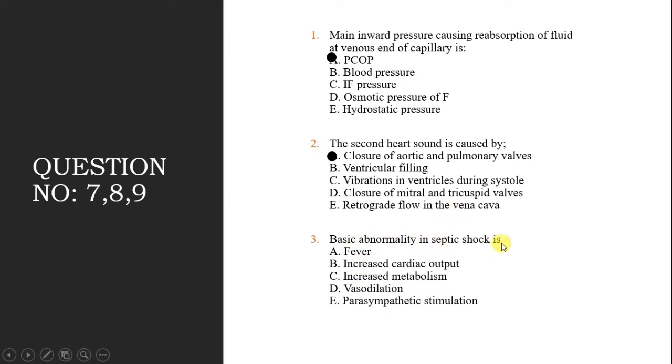The basic abnormality in septic shock is: fever, increased cardiac output, increased metabolism, vasodilation, parasympathetic stimulation.